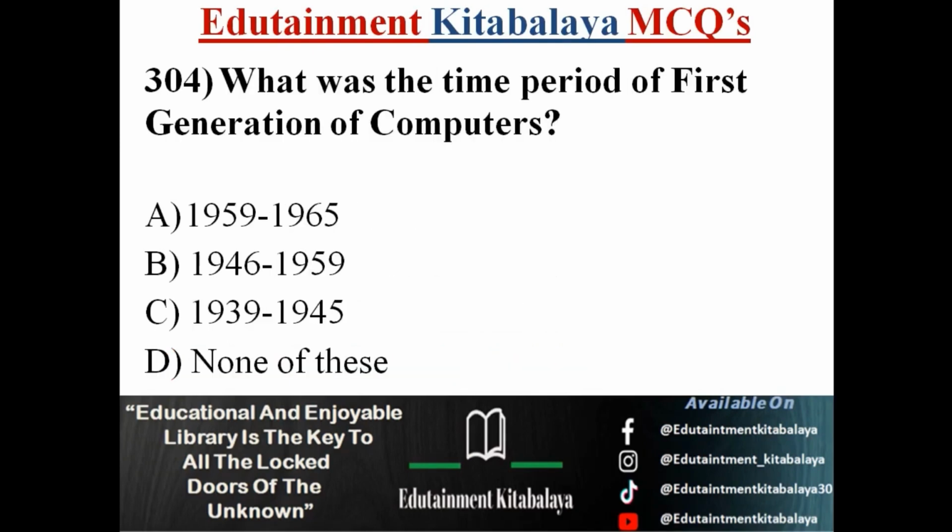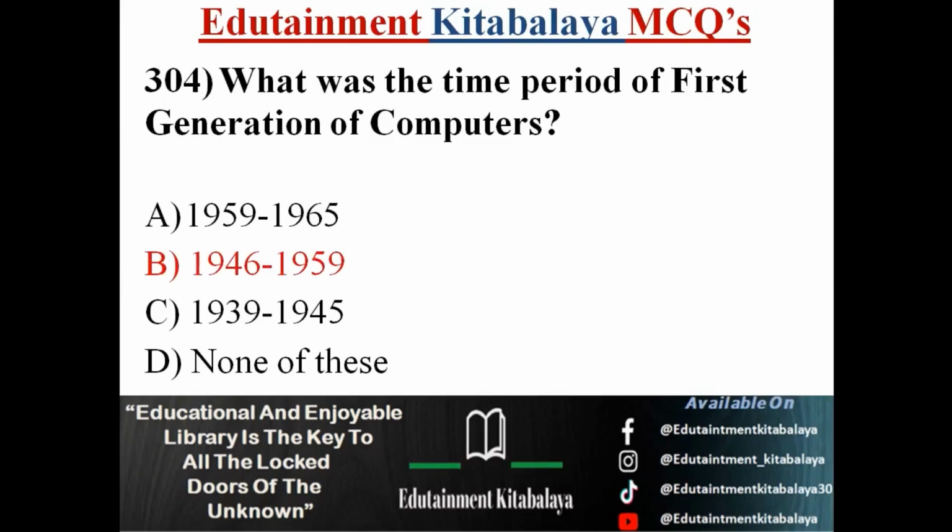Question number 304. What was the time period of first generation of computers? A. 1959 to 1965. B. 1946 to 1959. C. 1939 to 1945. D. None of these. Correct answer is B.